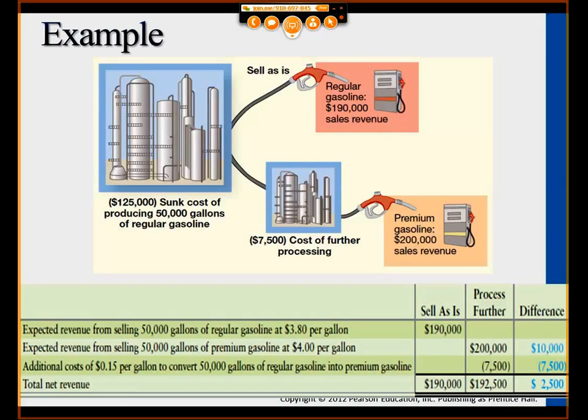All right, so what do we get? If we sell as is, our net revenue is $190,000. If we process it further, it's $192,500. So what are we going to do? We have a difference of $2,500. Let's say process it further. Why? Because the conversion cost is only $2,500. Okay. All right.